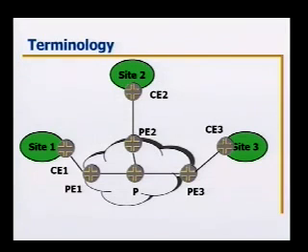So let's take a look at the terminology that we have in this model. What we have is the customer sites. These are the green sites here. And at the edge of each customer site, we have a customer edge router, a CE router, which peers with a router on the edge of the provider network. That's a provider edge router or a PE router. And the routers in the middle of the provider's network are called the P routers.